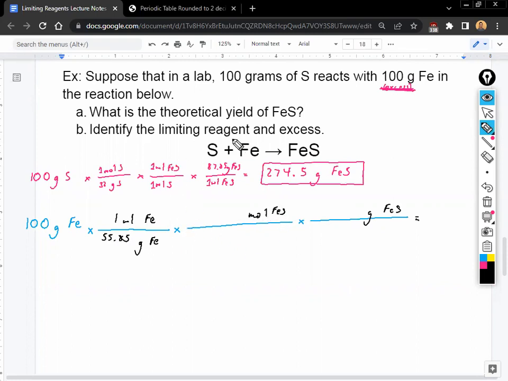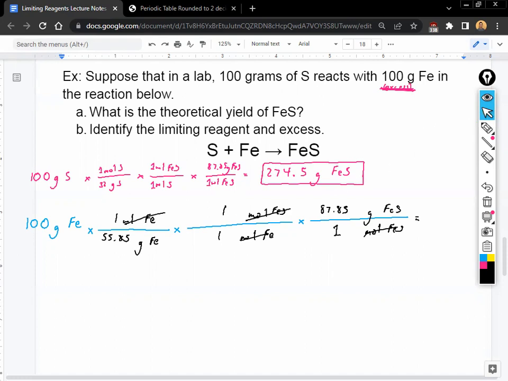Okay, there's no number in front of Fe, so we're going to put 1 mole of Fe. There's nothing in front of FeS, so it's 1. And then if you look at the last fraction, it's the same thing as the one that you just did, so you don't need to find the molar mass again. It's just going to be 87.85 per 1 mole. Okay, and then the moles cancel out.